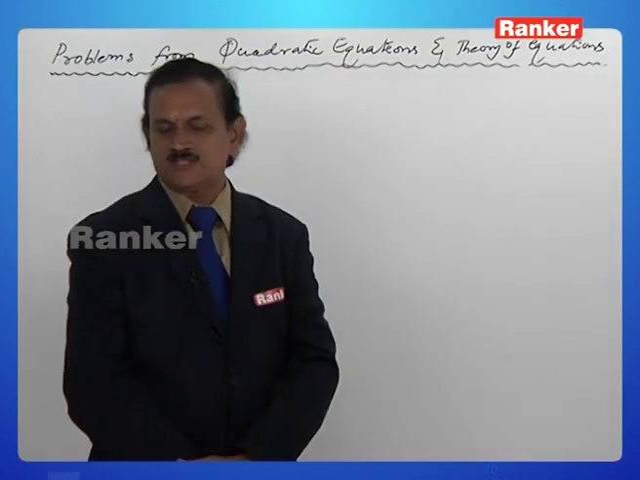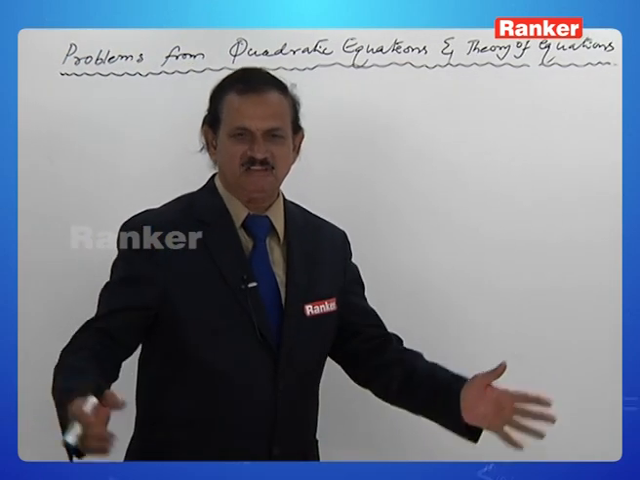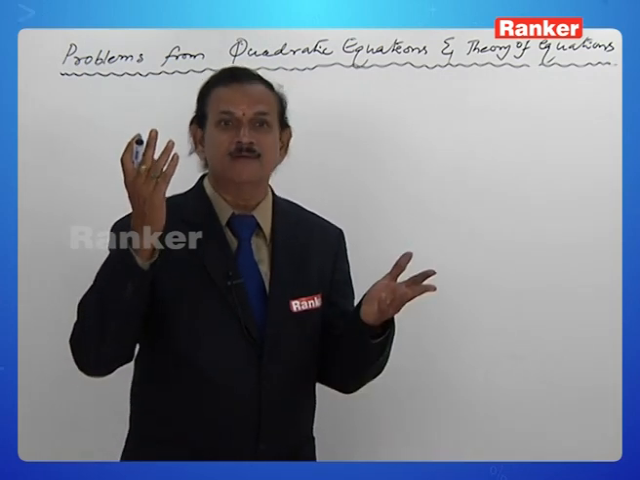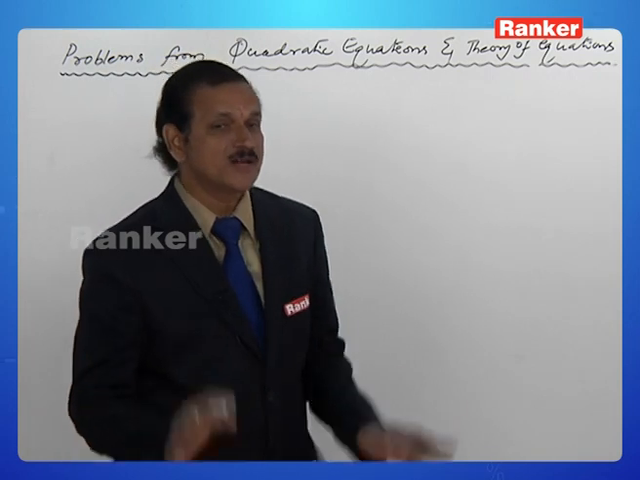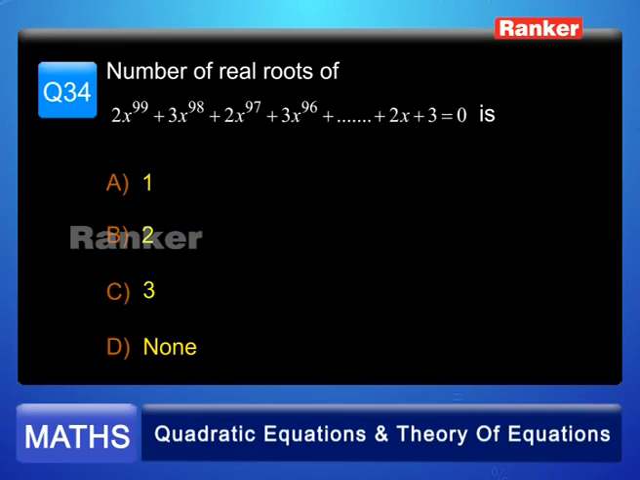The next question is question number 34. In this question, we are given a lengthier equation, a polynomial equation of degree 99. Let us see: 2 into x power 99 plus 3 into x power 98 plus 2 into x power 97 plus 3 into x power 96 plus and so on, up to 2x plus 3 is equal to 0. The number of real roots is required. Let us see the options. Option A, only 1 root. Option B, 2 real roots. Option C, 3 real roots. Option D, no real roots.